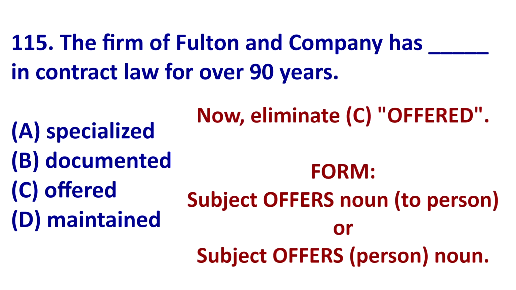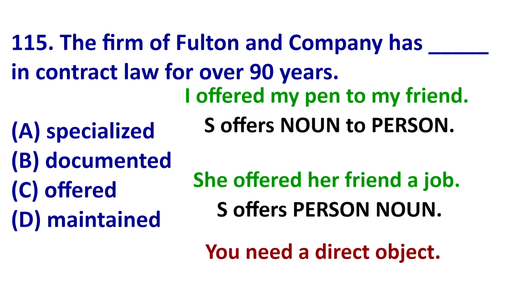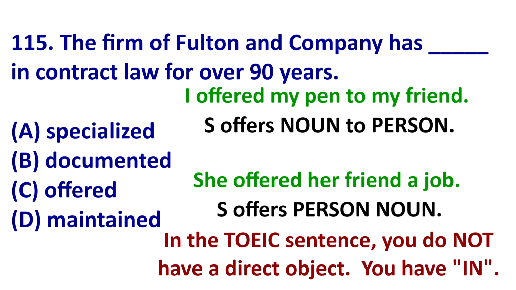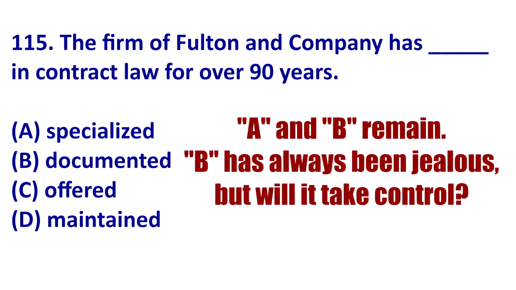Next, we can eliminate offered. Why? Because offered also needs a direct object after it. The form is subject offers object to person, or subject offers person, object. For example, I offered my pen to my friend. So my pen is the direct object. Or she offered her friend a job. In active voice, you need to have an object. We do not have a direct object. We have the preposition of. So let's eliminate C, offered.